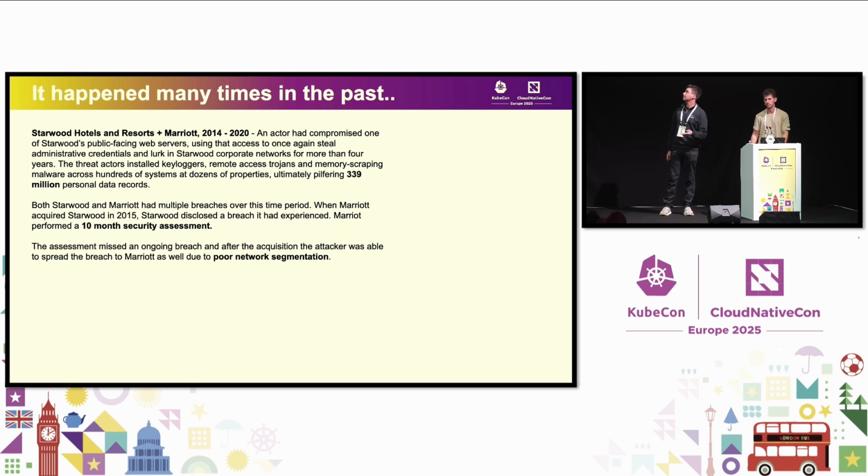What's interesting about this one, though, is that Marriott was purchasing Starwood, and Starwood disclosed that they had a breach, so Marriott knew about this. They tried to do their due diligence, and they did a 10-month security assessment. Well, they missed an ongoing breach, and due to poor network segmentation, once they purchased it and integrated it into their network, that breach spread to Marriott. So again, it's either a weak link in your software, or even something that you purchase and integrate, and then that ends up spreading across your network and getting into all kinds of stuff you don't want it to.